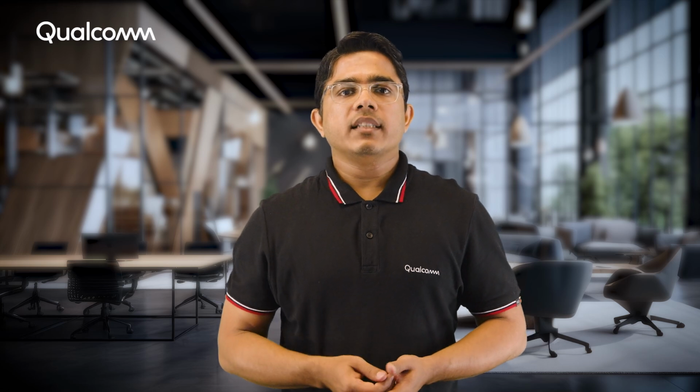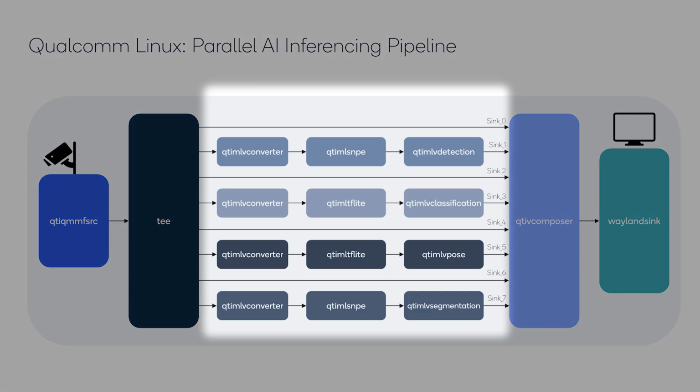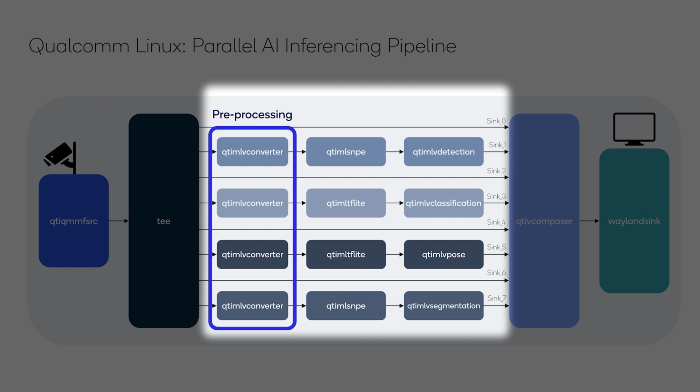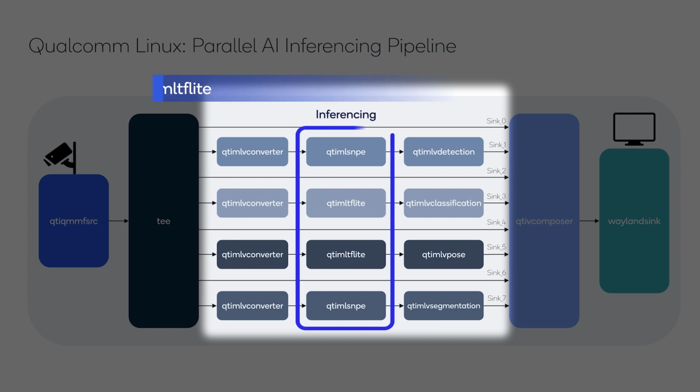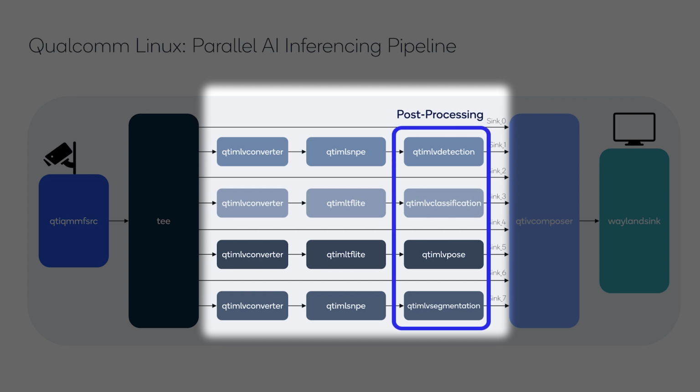Each inferencing block contains 3 essential plugins: pre-processing, inferencing, and post-processing. The pre-processing plugin converts the incoming camera frames to tensors compatible with the model input layers. The inferencing plugin runs the model inference on the hardware accelerator. And the post-processing plugin performs parsing on the output tensors from the inference plugin.